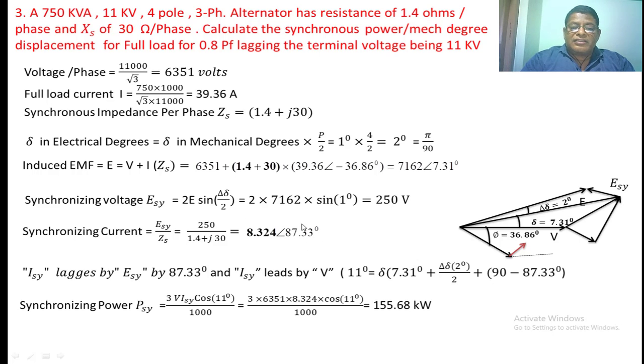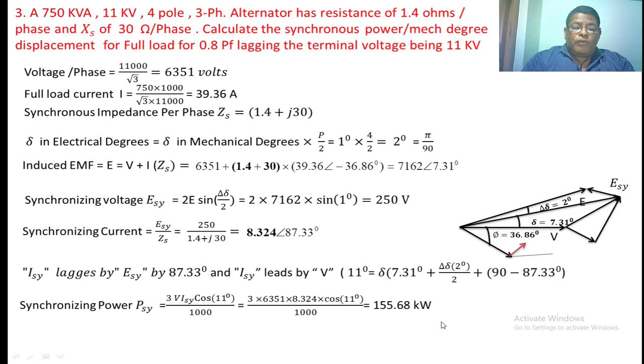This current lags this voltage by 87.33 degrees. The same current Isy leads Esy by 11 degrees, as seen from this calculation. So the synchronizing power equal to 3 V Isy cos of that angle, that is 11 degrees, divided by 1000, because we want to convert that value to kilowatts. Substitute all the values.